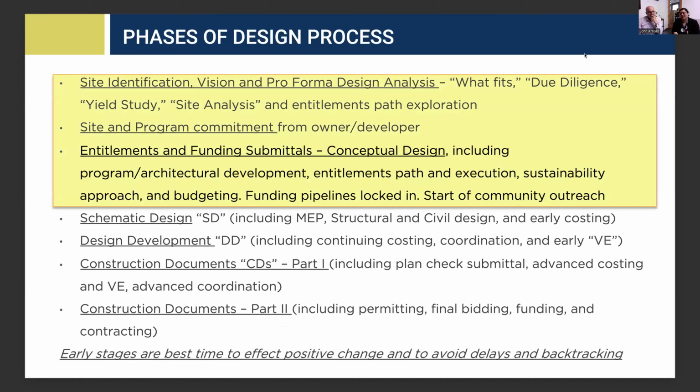So as John was describing those different phases, again, for today's seminar webinar, we're going to focus on those first three, which, as he mentioned, are the early stages of design and entitlements. And it's also the opportune time. It's the best opportunity, the best time to have that input from city officials and others, to affect design and affect change. As it gets on to further phases, it gets a little bit more expensive. So as it says on the bottom, early stages are the best time to affect positive change and to avoid delays and backtracking.